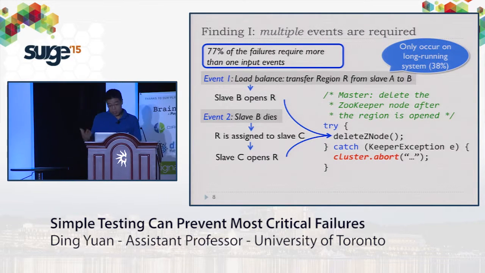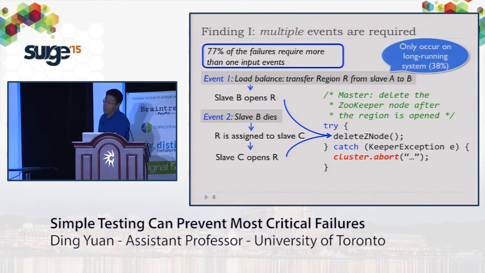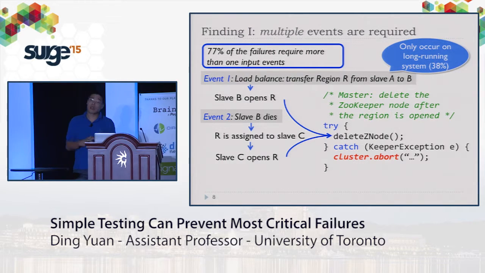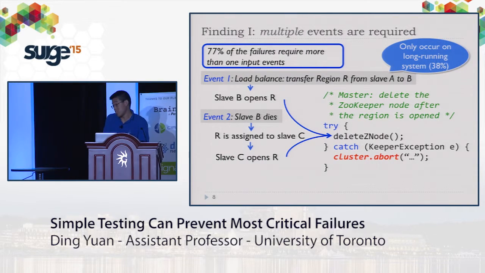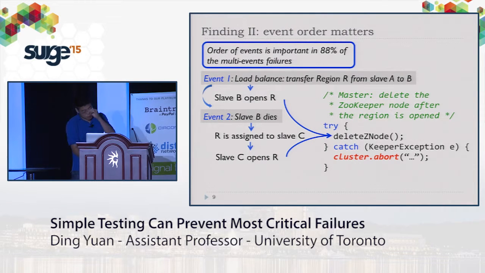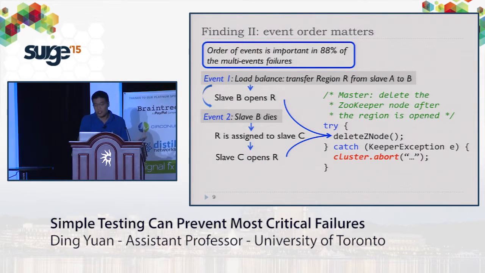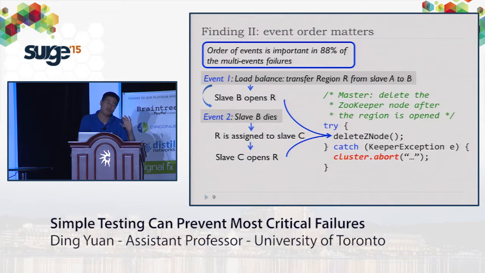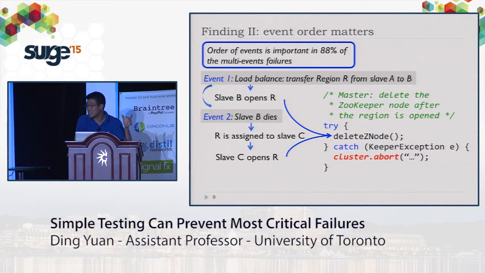And also that to make it complicated, a lot of these events will only occur on long-running systems, such as this load balancing event. All right. And in addition, the order of the events matters. Okay, for example, in this example, if we switch the order of these two events, the failure simply won't occur. So this indicates that as a tester, not only you need to come up with the right combination, but also the permutation.